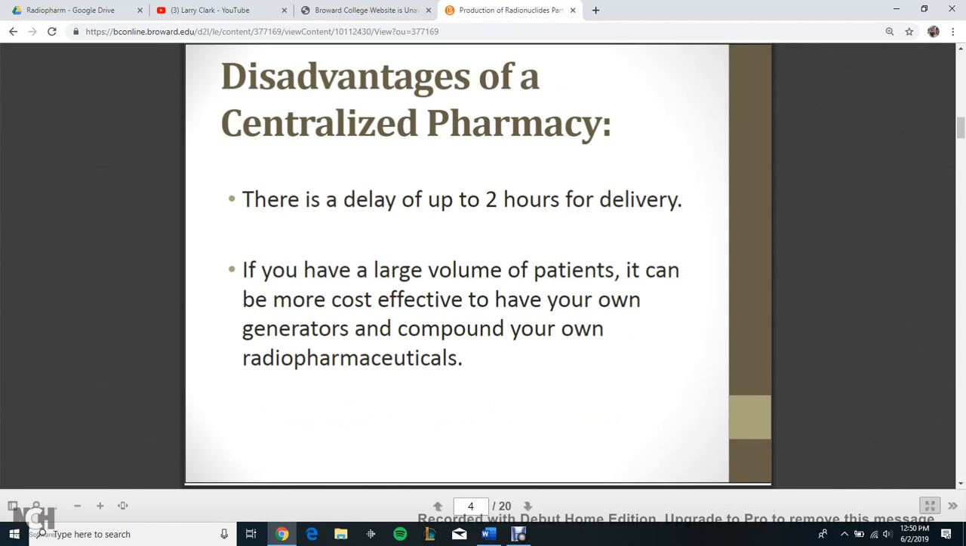Disadvantages of centralized pharmacy. There's a delay of up to 2 hours for delivery. If you have a large volume of patients, it can be more cost-effective to have your own generators and compound your own radiopharmaceuticals.